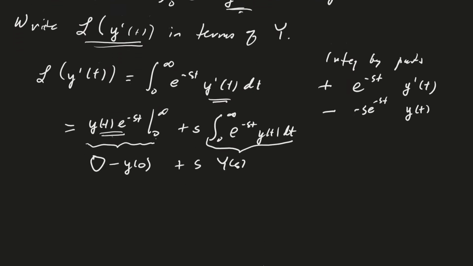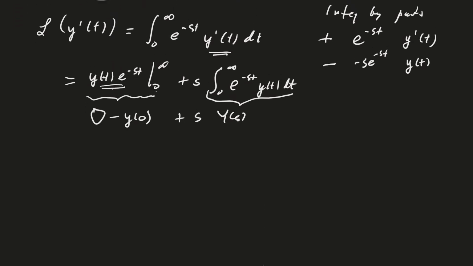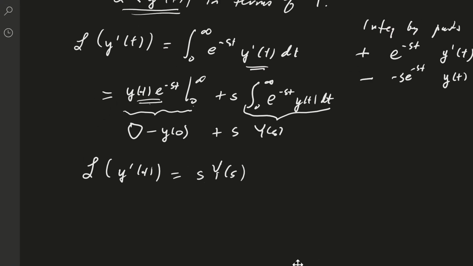So what we have just shown is something really important, so let me put it on its own line. The Laplace transform of y prime of t is equal to s times the Laplace transform of y, which is capital Y, minus y of 0. Good.